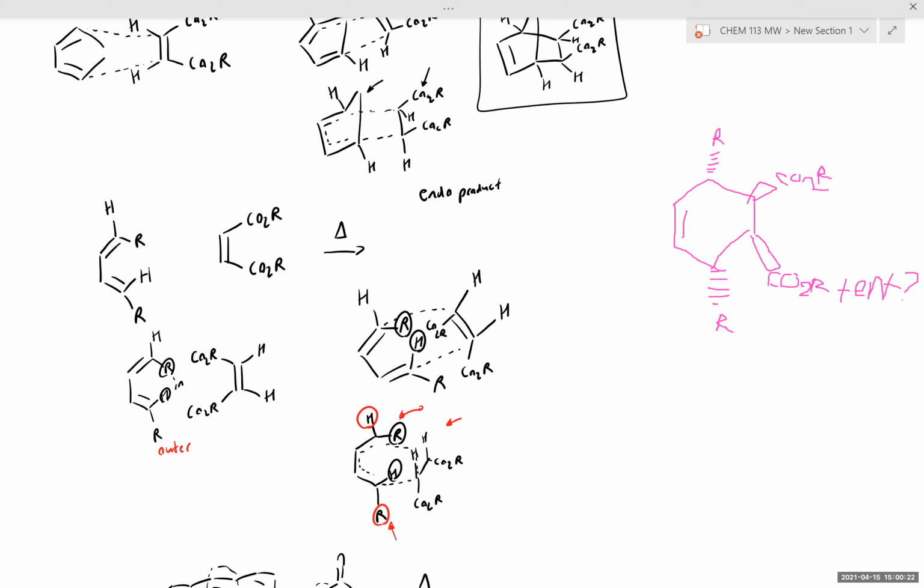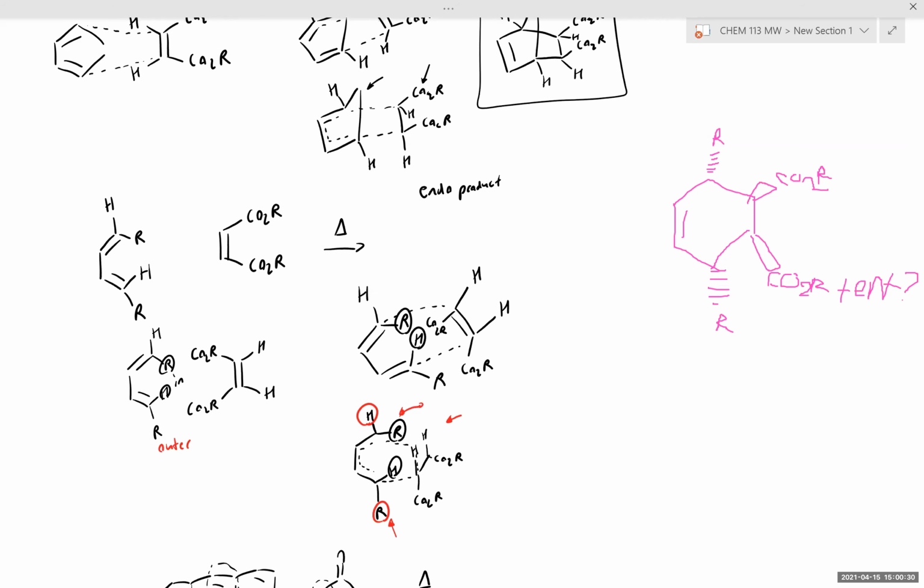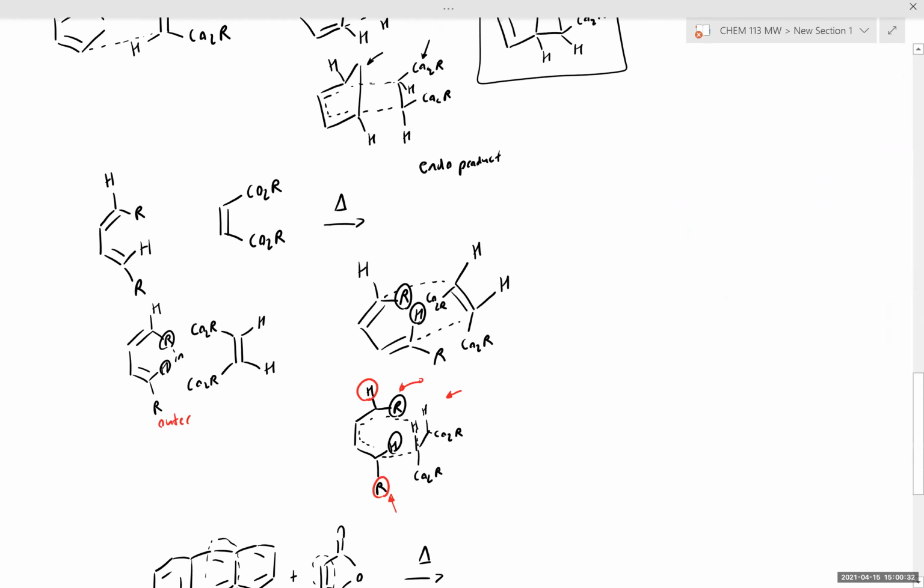So the student response looks reasonable. Let's talk through and let's visualize what's going on here. So in this case, we have our endo approach. So our diene is going to approach from the same side as our withdrawing groups. So drawing out a transition state.